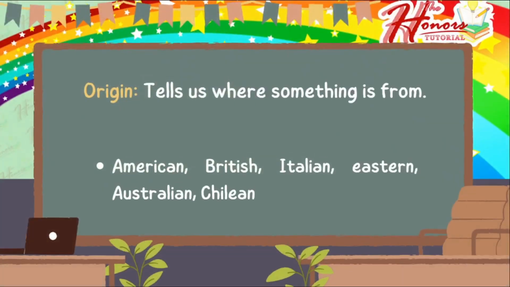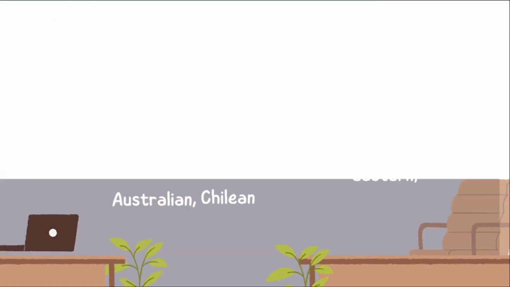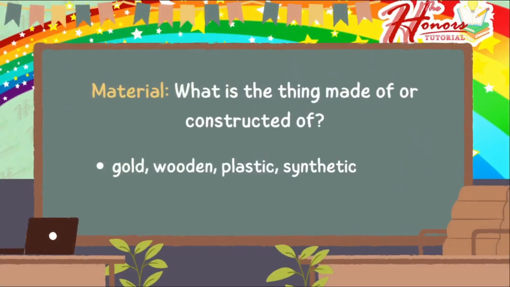So after the color, the next order of adjective is the origin. Origin tells us where something is from. Like for example, is it American? Is it British, Italian, Eastern, Australian, or Chilean? Can you give me another example of an adjective for origin? Good job!